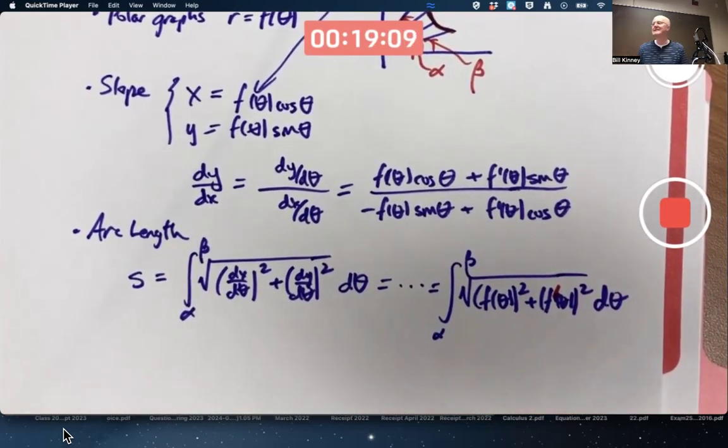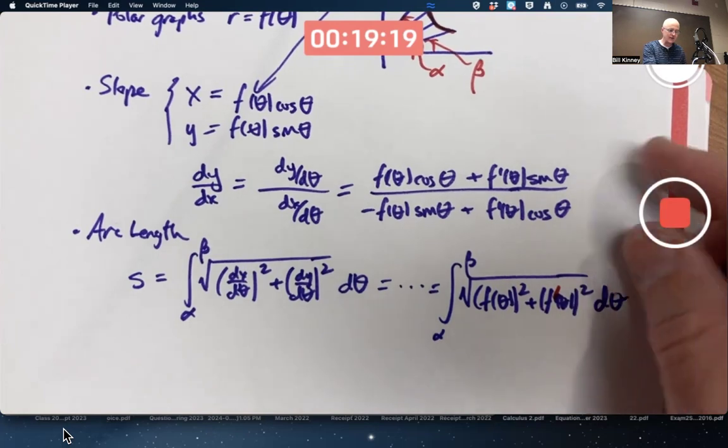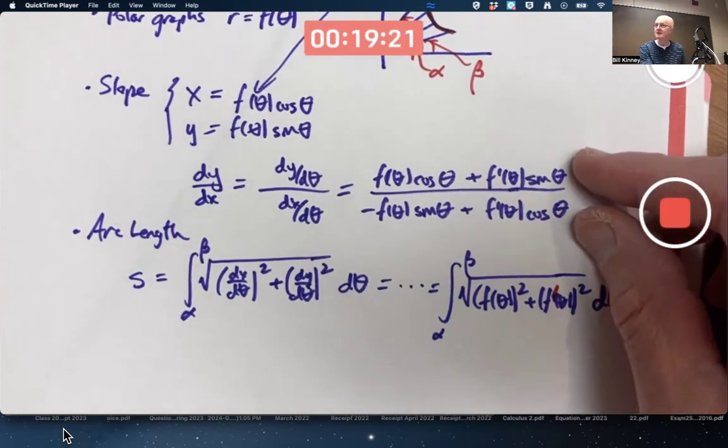Again, not that it's necessarily an easier integral. It could still be difficult. But at least you have the f of thetas in there, and you don't have to use these expressions. So it's simpler that way.